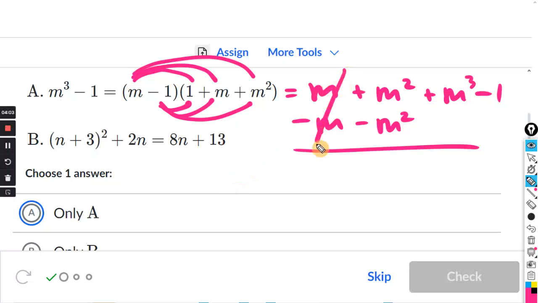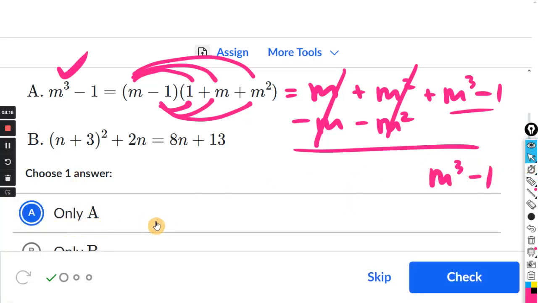M minus m is gone. M squared minus m squared is gone. We're left with m to the 3rd minus 1. That one checks out. Since it says choose one answer, I know it's A and I don't have to go any further.